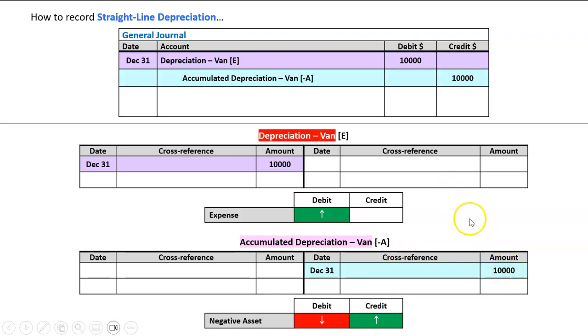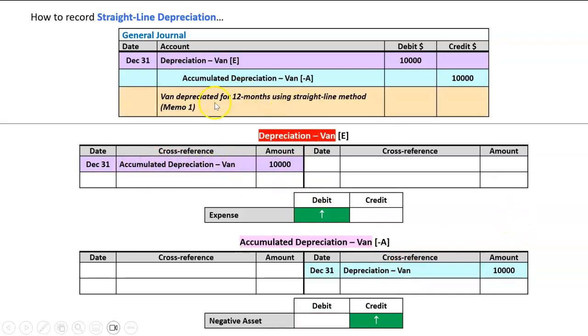And then we would match them up with a narration. So the narration here would be depreciation of van, because that's the name of the other account. And the reference here would be accumulated depreciation of van. And then we would do a narration, van depreciated for 12 months.